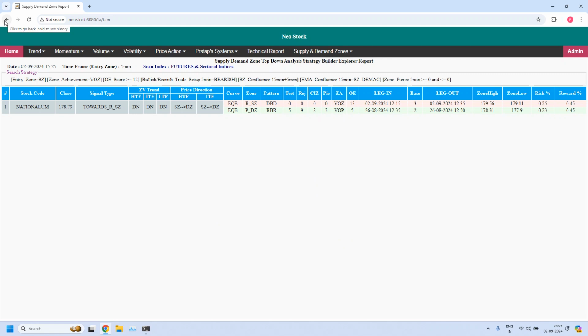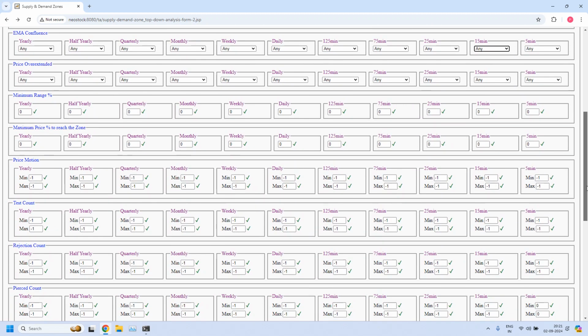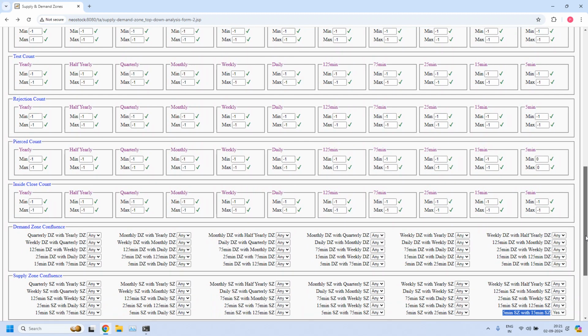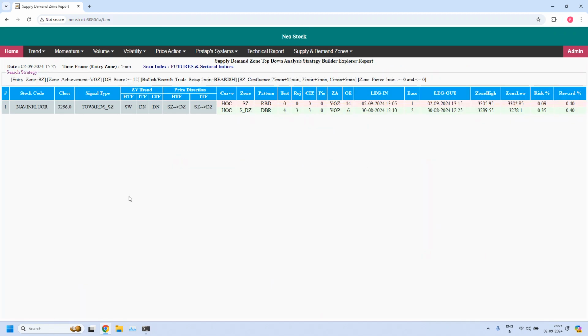Okay, next we will look at LTF, ITF, HTF confluence. So EMA confluence, I am removing the filter. Now let's look for LTF, ITF, HTF supply zone confluence. We already enabled 5 minutes and 15 minutes supply zone. Next, 5 minutes and 75 minutes supply zone I am enabling. 15 minutes and 75 I am also enabling. That means 5 minutes, 15 minutes and 75 minutes supply zone confluence. Only 1 stock is filtered. And this stock is sideways anyway, so we don't need to check for EMA confluence.